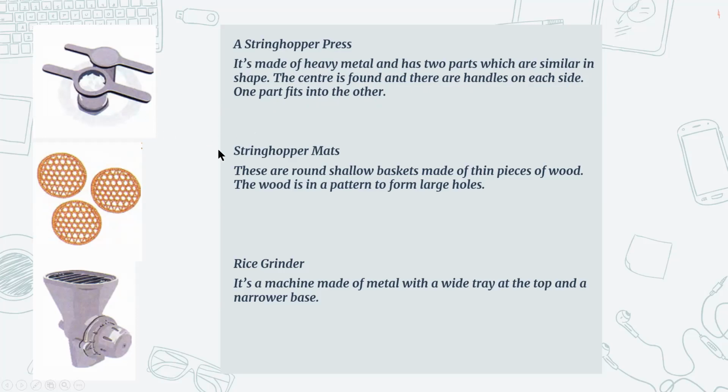Now we have something called string hopper mats. These are round, shallow baskets made of thin pieces of wood. The wood is in a pattern to form large holes. Okay, and here we have the rice grinder. It's a machine made of metal with a wide tray at the top and a narrower base.